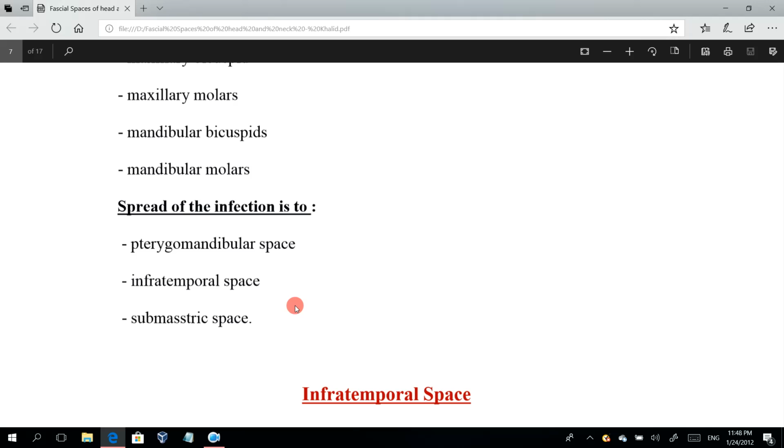If the infection in the buccal space is not treated, or if the patient has a delayed presentation, ماله delay جانا متأخر, the infection from this space can spread to other spaces اللي هي pterygomandibular space أو infratemporal space أو submastric space تحت منطقة الماستريك muscle.